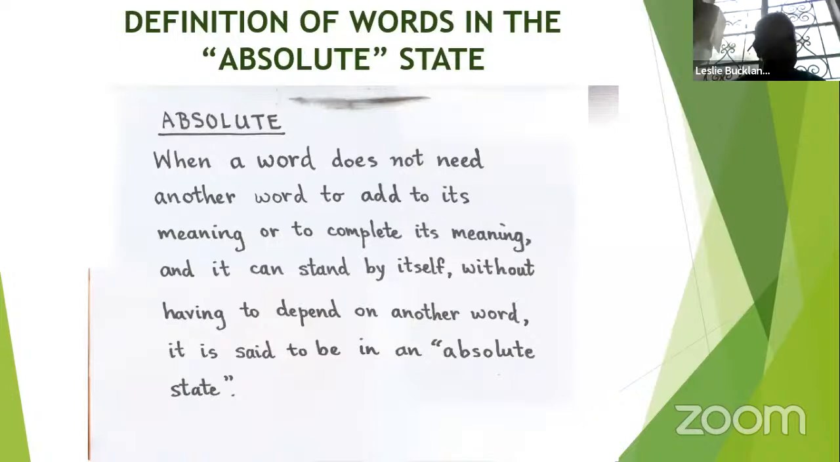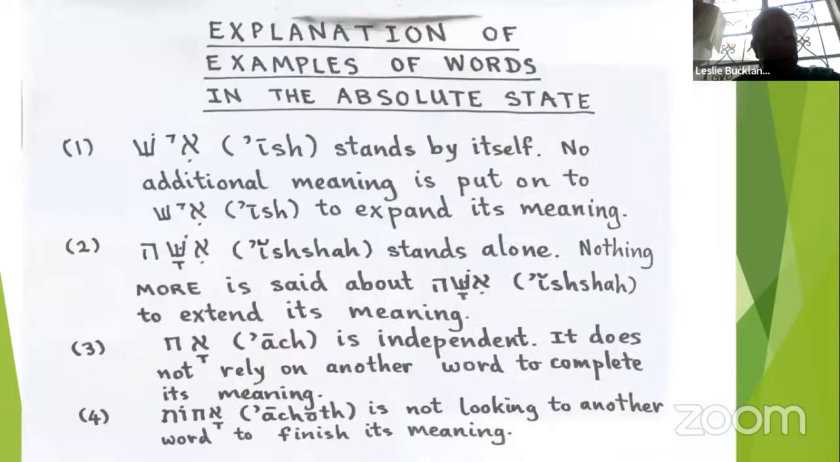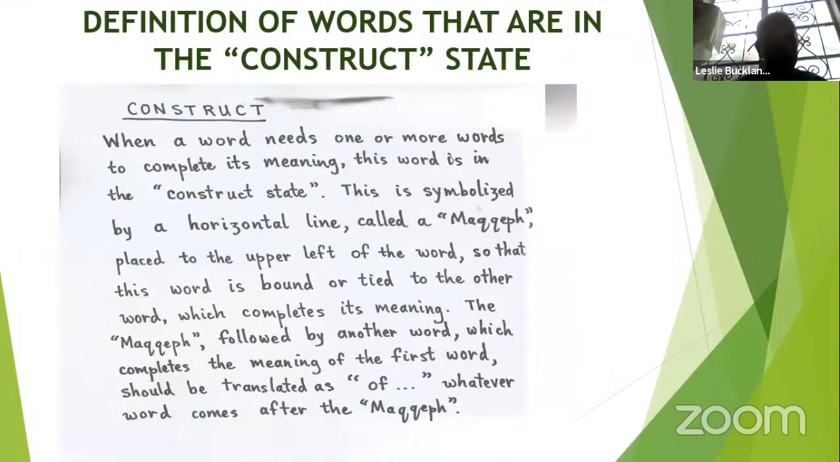Yes. Just in closing, the two most important concepts today are absolute and construct. So let me just read over the definition of both of them. As you can see on the screen, when a word does not need another word to add to its meaning or to complete its meaning, and it can stand by itself without having to depend on another word, it is said to be in an absolute state. Then the meaning of construct. When a word needs one or more words to complete its meaning, this word is in the construct state.